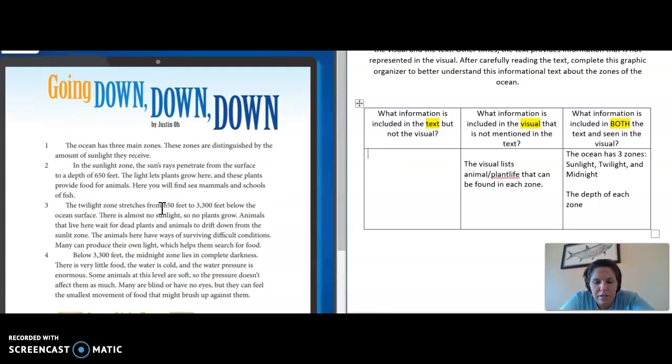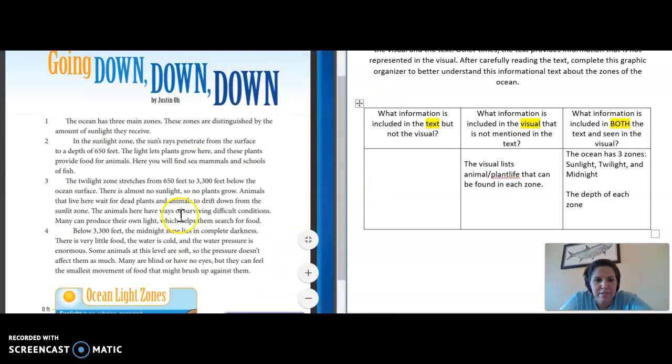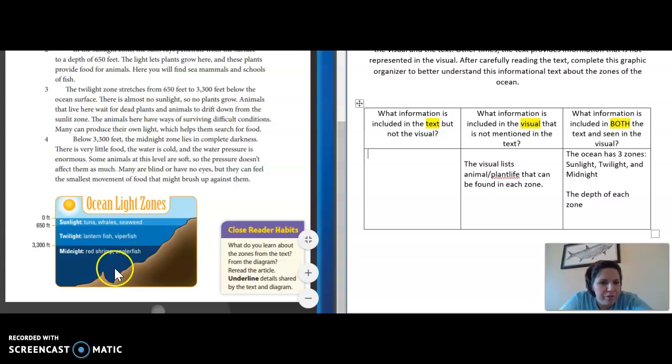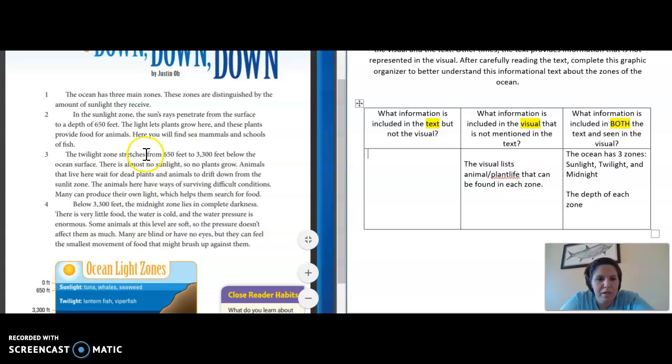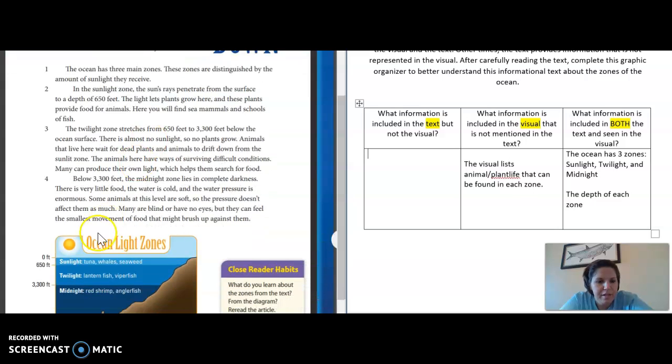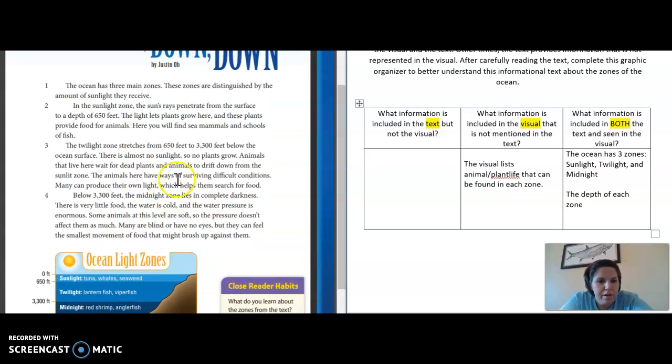Now the last section was information that was just included in the text, meaning not in the visual. I've looked at the visual pretty well, and I think I've covered everything in it. So now I'm going to go back and look at the text. What I remember reading is a little bit more information about the light that extends into each of these ocean zones, and also the effect it has on plant life growth. In the sunlight zone, I learned that the light lets plants grow here, and these plants provide food for animals. Here you will find sea mammals and schools of fish.